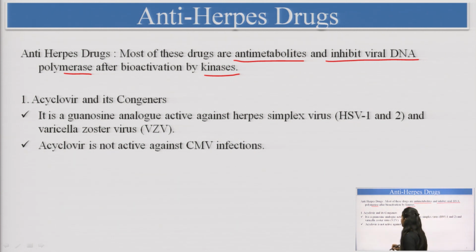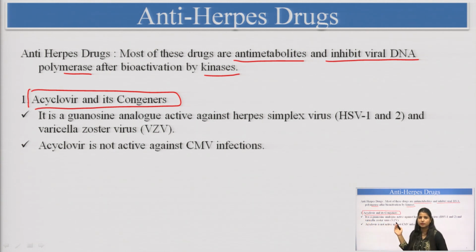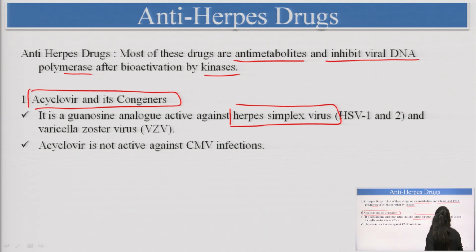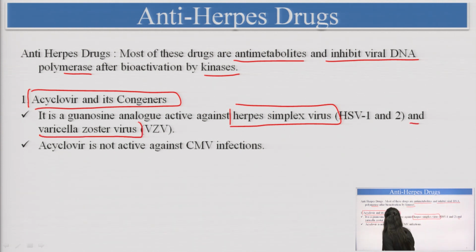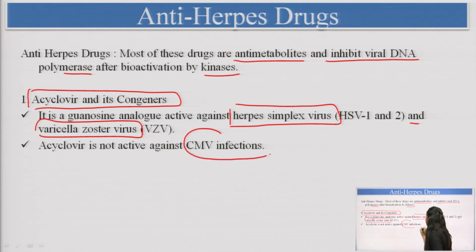Under this we have acyclovir and its congeners, or its different forms. Acyclovir is a very effective drug used in the treatment of herpes infection. It is a guanosine analog active against herpes simplex virus and varicella zoster virus, which causes chickenpox. Acyclovir is not active against CMV, cytomegalovirus infection.